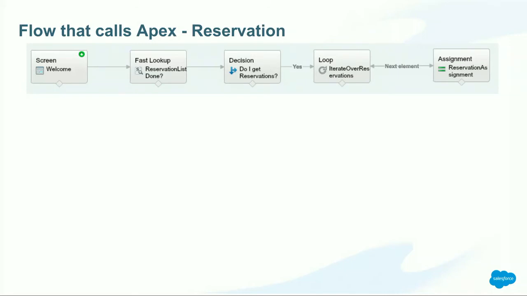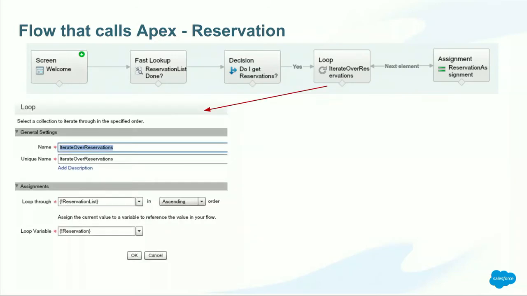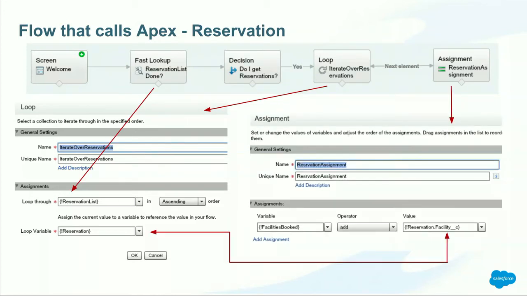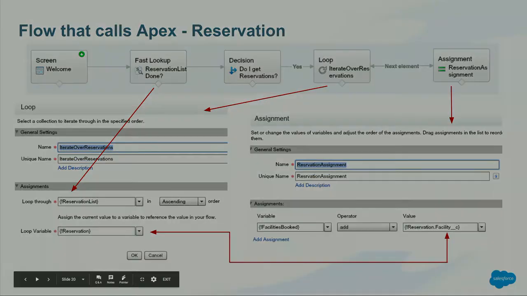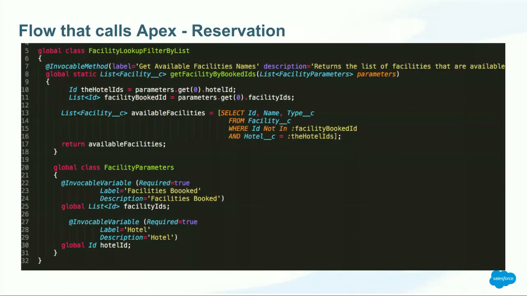So having this information, the flow looks like this one. I have the welcome screen with the pick list that I showed you before. With a fast lookup, we retrieve the list of reservations that I have with that information. And via a loop, I'm going to iterate for every single reservation, and via an assignment, I'm going to retrieve the facilities related to this reservation and create a list of facilities booked.